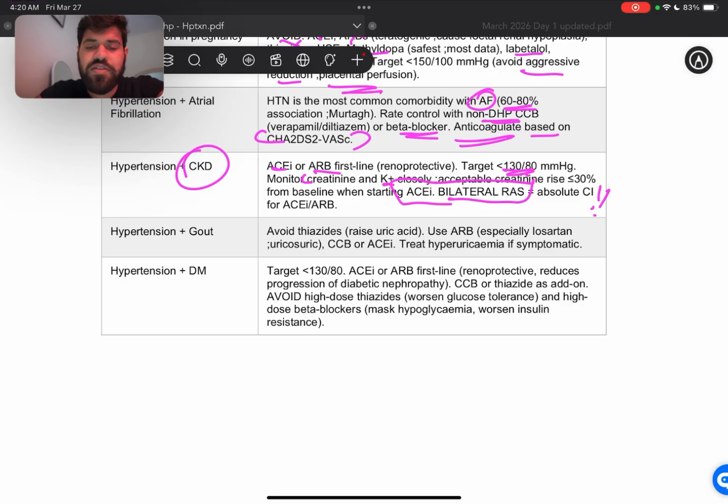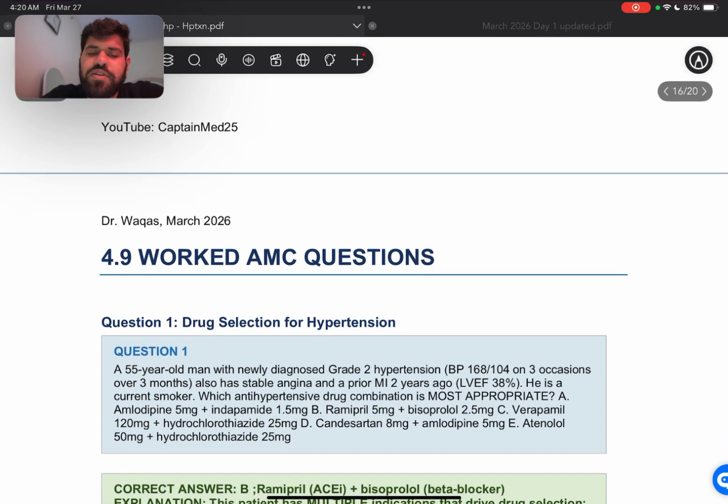Then if it's hypertension plus diabetes mellitus, the target is going to be less than 130 by 80. We use ACE inhibitors or ARBs for first line, and we have CCBs or thiazide as add-ons later on. We avoid high dose thiazides because they're going to worsen glucose tolerance, and we avoid high doses of beta blockers because they mask hypoglycemia and worsen insulin resistance.